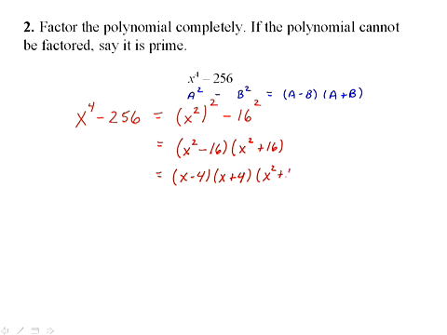And then we have the remaining factor, x squared plus 16. Remember, the sum of two squares does not factor over the real numbers and therefore is prime. So x to the fourth minus 256 factors completely as x minus 4 times x plus 4 times x squared plus 16.